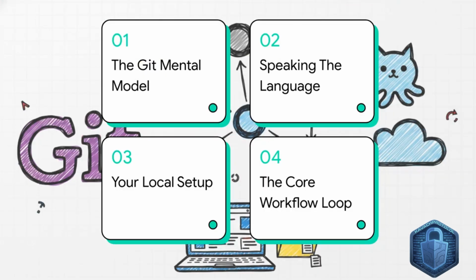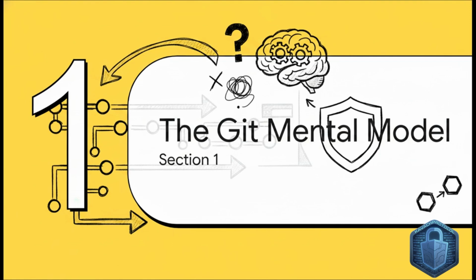Okay, here's our roadmap for this explainer. We've got 4 manageable steps. 1. The Git mental model. 2. Speaking the language. 3. Your local setup. And finally, 4. The core workflow loop. All right, let's dive into this.